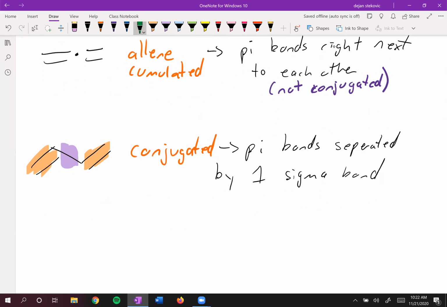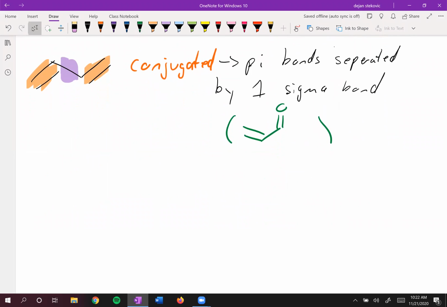It doesn't just have to be carbons, though. It can be other types of double bonds. So, for example, you can have an alkene and then a carbonyl. That's also a conjugated system because you have two pi bonds separated by a sigma bond.